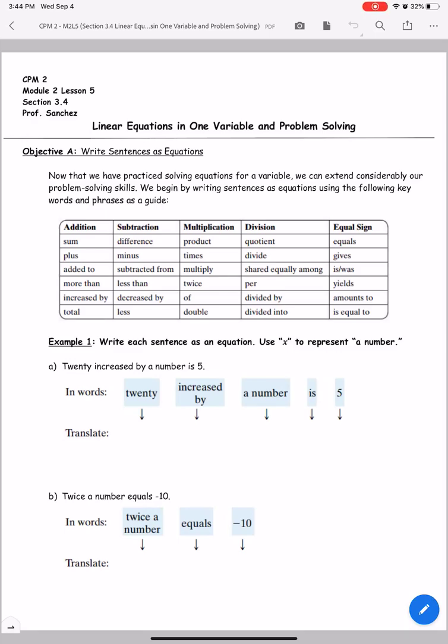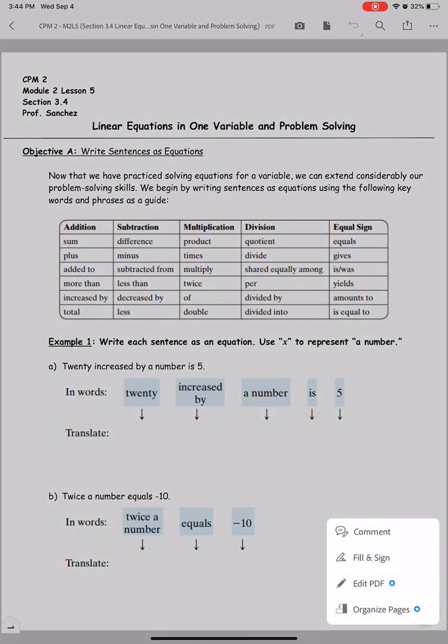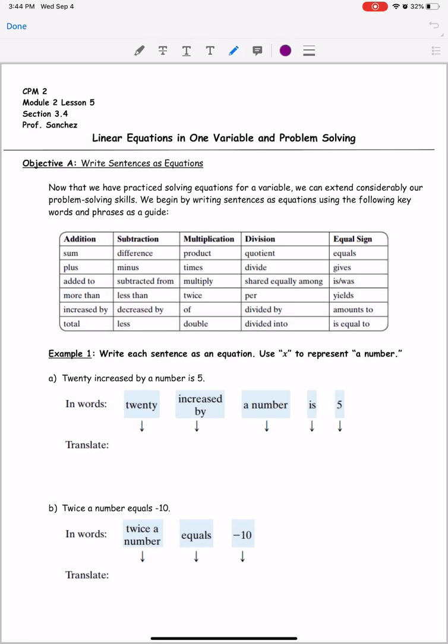This is Module 2, Lesson 5. We've got linear equations in one variable and problem solving. And problem solving, sorry guys, that means word problems.